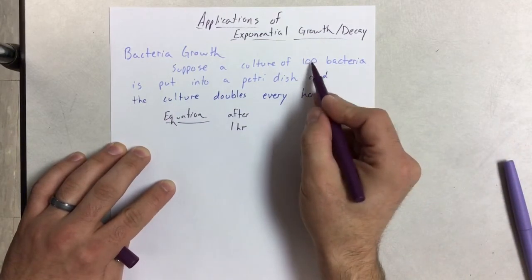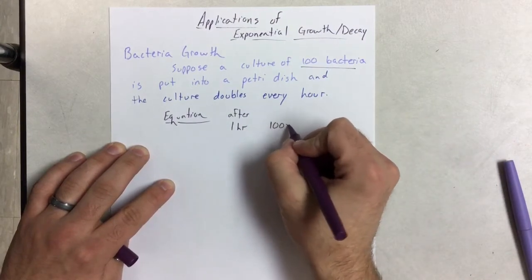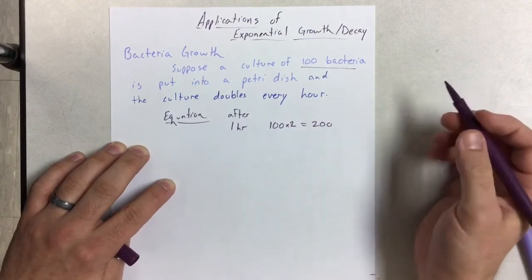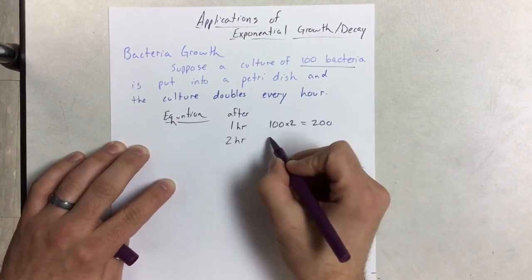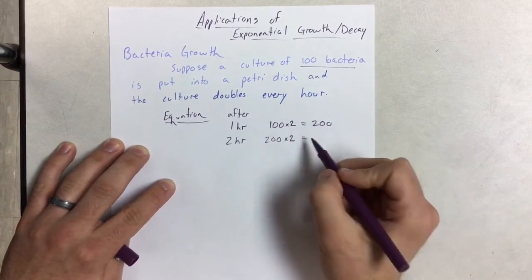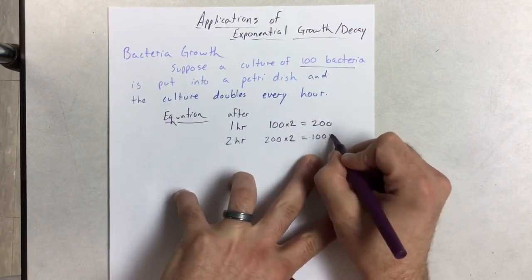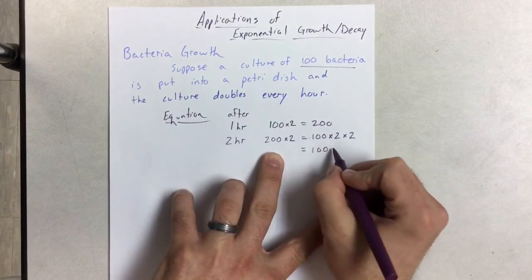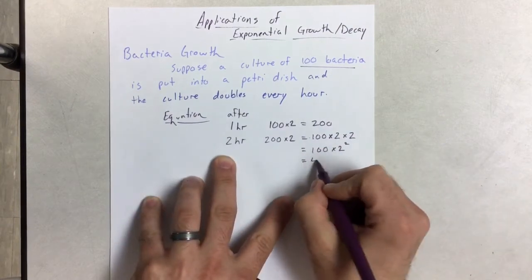we initially had 100. We double every hour. So after 1 hour, we would say we have 200. Okay, makes sense. After 2 hours, we're at 200, and we doubled. But I'm going to write this in a different way. I'm going to say that this is actually 100 multiplied by 2 multiplied by 2, which simplifying is 100 multiplied by 2 squared, and we know this ends up being 400.